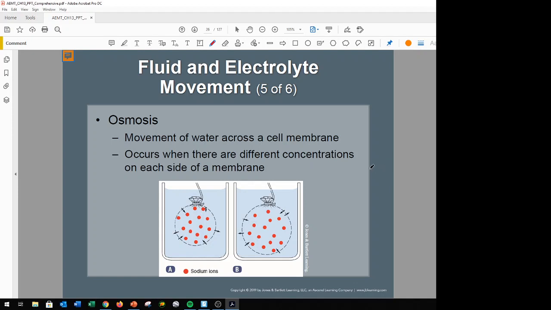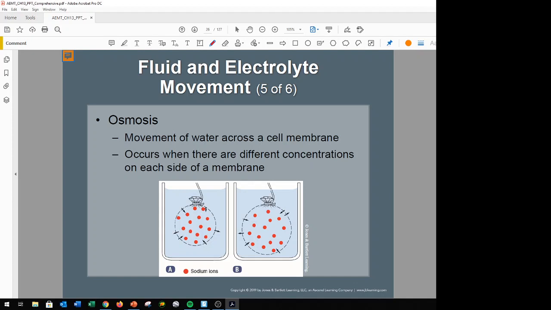Okay, osmosis. When we talk about osmosis, we're talking about the movement of water across the cell membrane. This occurs because there are different concentrations on each side of that membrane. Could be a concentration of sodium, could be a concentration of whatever. But there are different concentrations, and they naturally want to equalize.